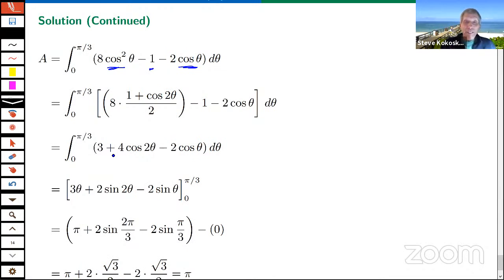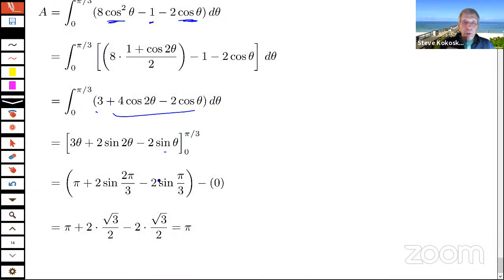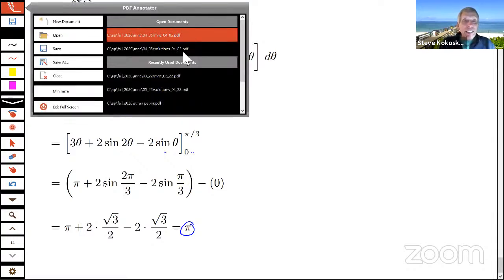So I multiplied out, collected some terms, pretty straightforward antiderivative, plugged in the upper bound and the lower bound, and son of a gun, the area of that region is exactly pi. That to me is absolutely amazing, that we can find the exact area of that region. That is really something.